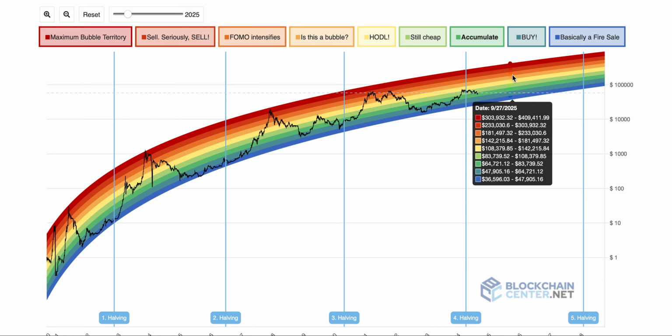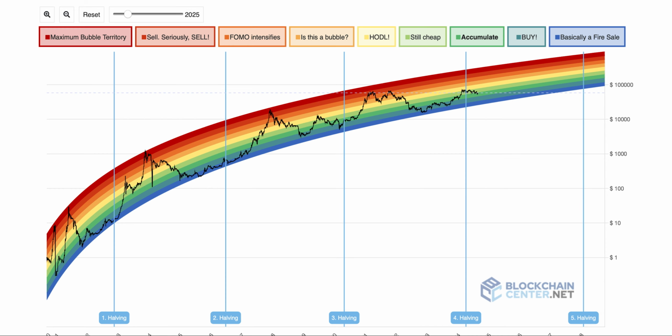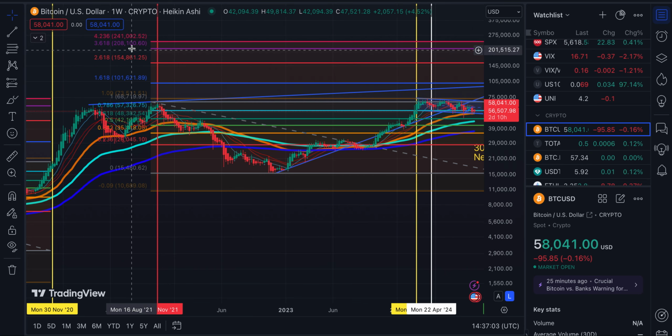Let's just put it out in September. I know September always sucks, but let's take a look at that orange box. You can see it shows for a 4-year cycle or somewhere around that, that would put us between 181 and 233K. Well, that, as you guys remember, is right in this area. So that would be bullish at best.